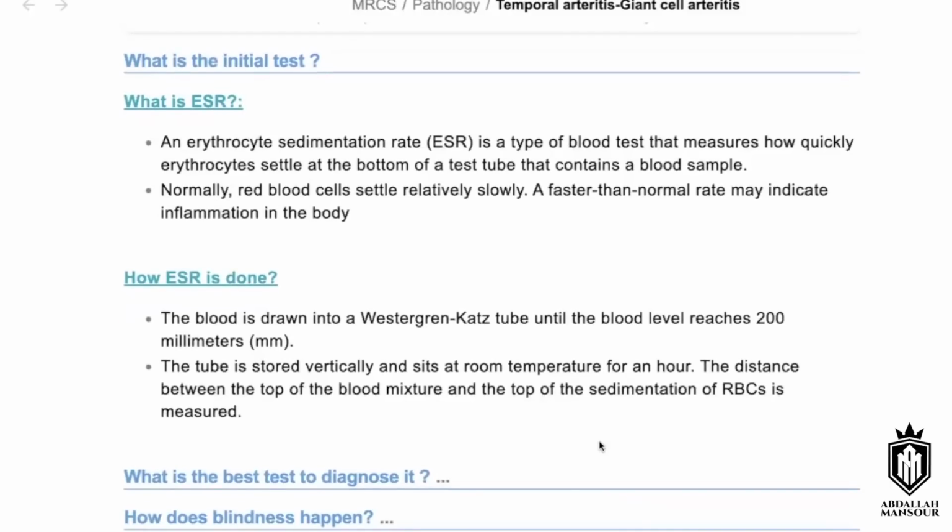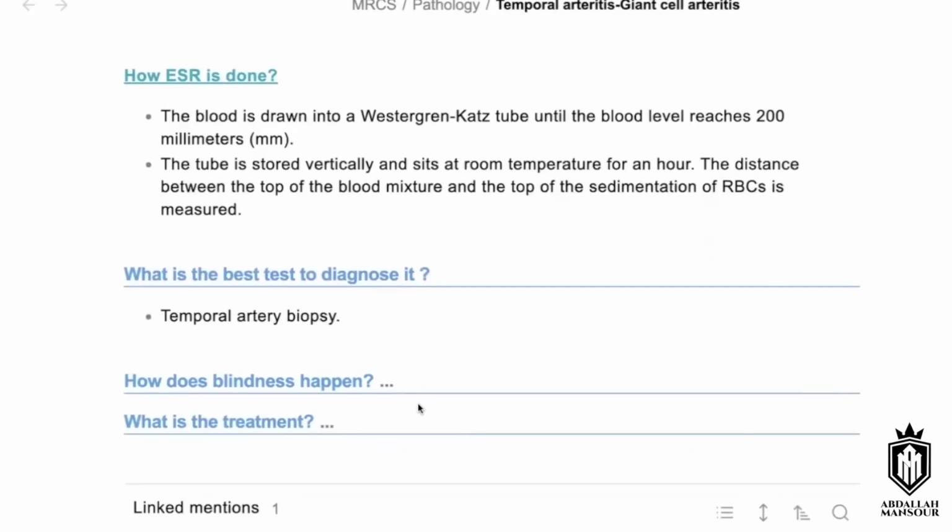What's the best test to diagnose giant cell arteritis? Temporal artery biopsy. And how does blindness happen in these patients? It might occur due to intimal hyperplasia that occludes the blood vessels of the ophthalmic artery.